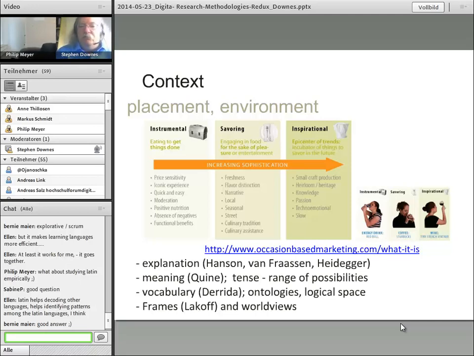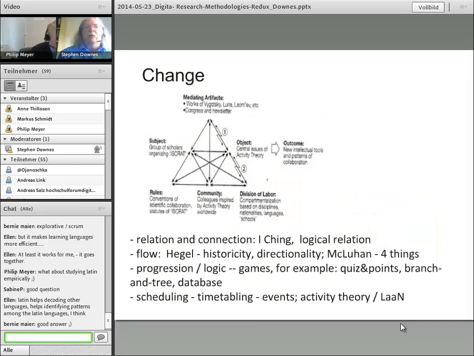But all of these things are context sensitive. Meaning, tense, vocabulary, ontologies, logical space, frames, worldviews, these are all context dependent. And so seeing the relation between context and whatever you're studying is important to understanding it. Understanding how things change, understanding flow, progression, different ways of changing, different kinds of changing, different paces of change, all of these are important as well.